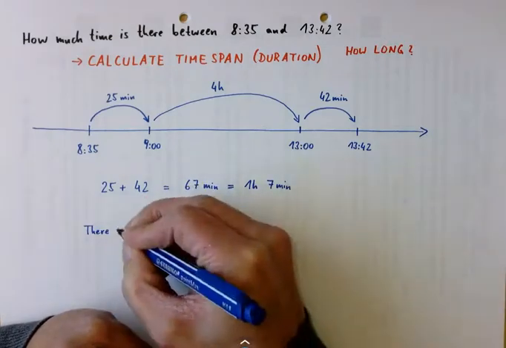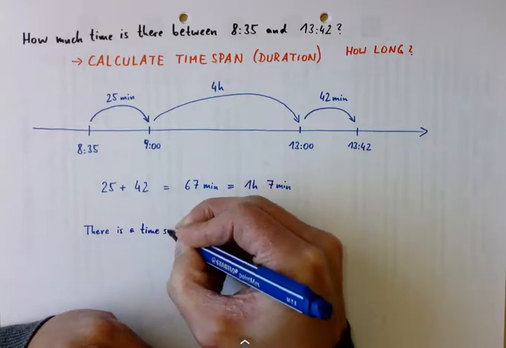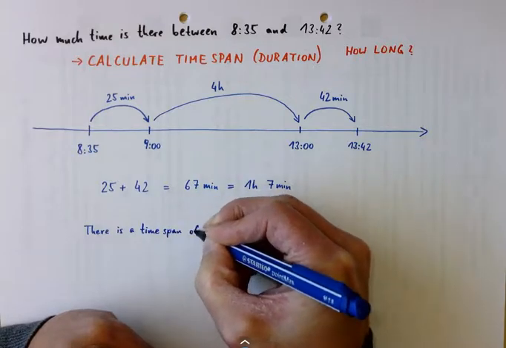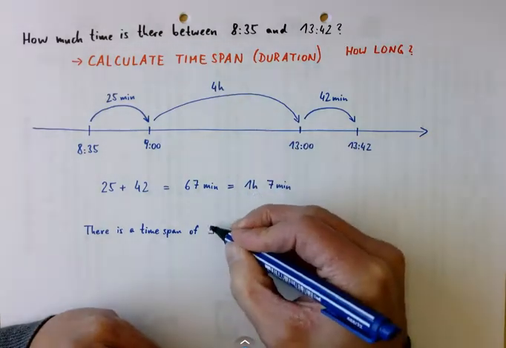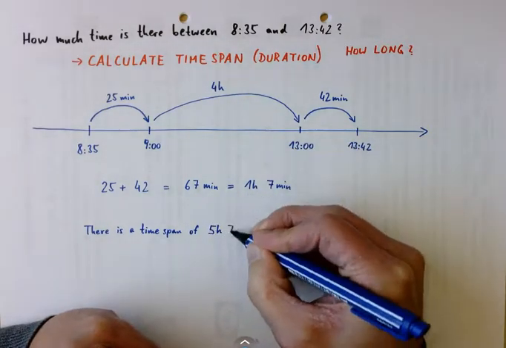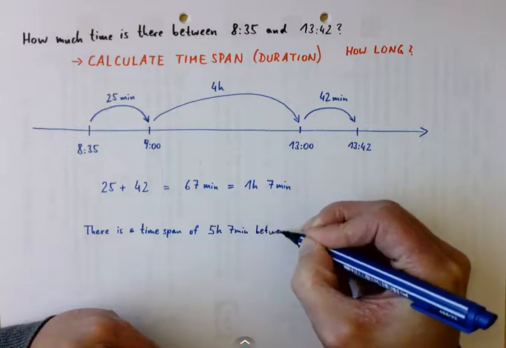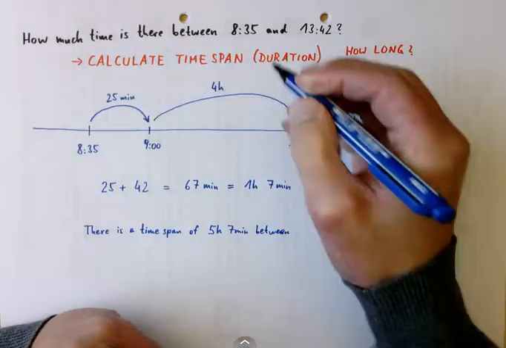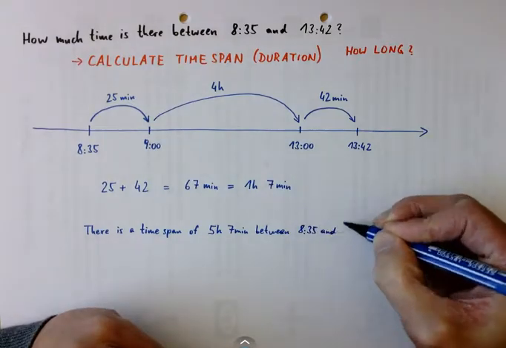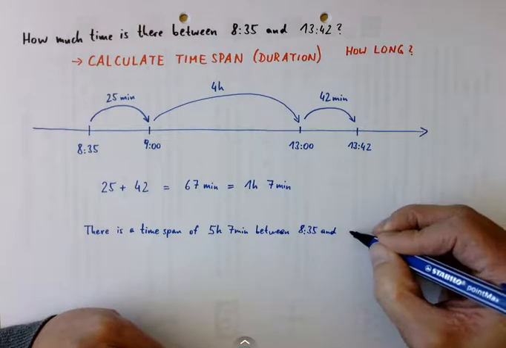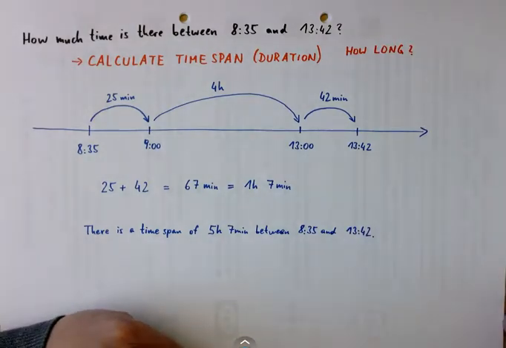there is a time span of 4 hours and 1 hour. That's 5 hours and 7 minutes between 8:35 and 1:42 p.m. So that's the answer.